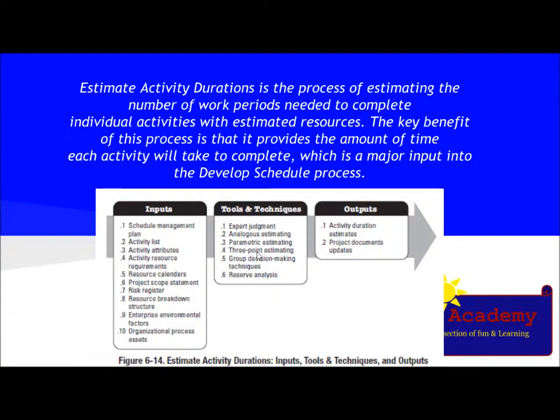Here, three-point estimate uses the triangular distribution or beta distribution. Beta distribution is also the PERT estimate, which uses the formula which we discussed in the previous slide, which is optimistic plus four times the most likely plus pessimistic divided by 6 for the beta distribution, and for triangular distribution just add the three time estimates divided by 3. In group decision making techniques, we use the Delphi method or other group techniques, brainstorming, mind mapping, etc. In reserve analysis, we have management reserve and contingency reserve. Contingency reserves refer to known unknowns, and management reserves refer to unknown unknowns, and they are both part of the project duration. So the output is obviously the activity duration estimate and project document updates.